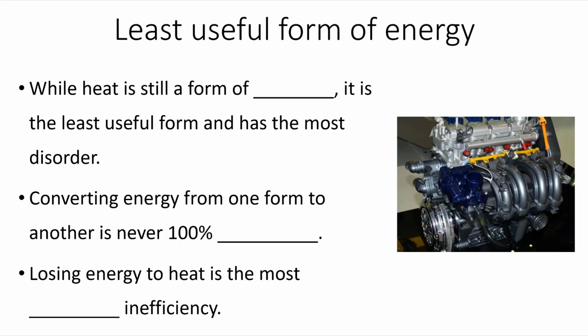While heat is still a form of energy, it is the least useful form of energy and has the most disorder, or we also use the term entropy. It's the form of energy with the highest entropy. Now, converting energy from one form into another is never 100% efficient. Often, energy is converted into a less useful form, and heat is the most common form of this inefficiency.